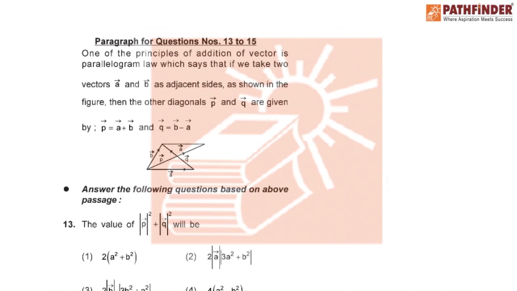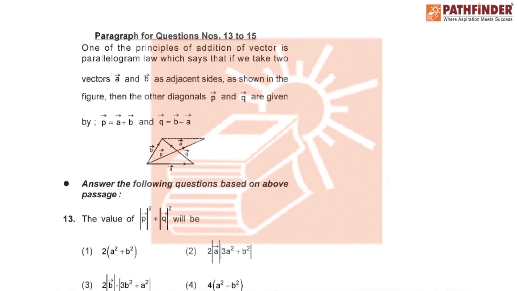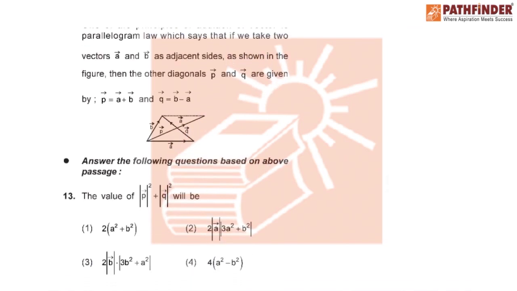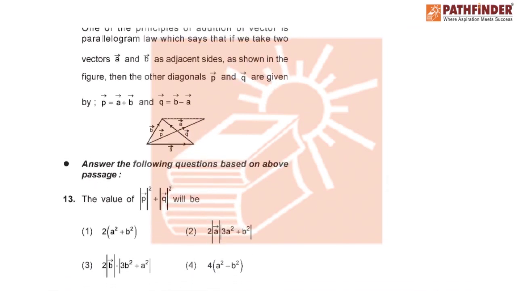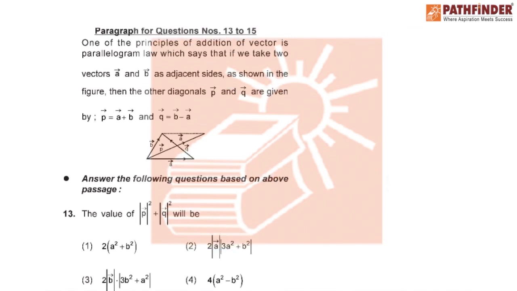Again a paragraph type question. One of the principles of addition of vectors is the parallelogram law, which says that if we take two vectors, A vector and B vector, as adjacent sides as shown in the figure, then the other diagonals, P vector and Q vector, are given by. In this particular diagram, P vector is written as A plus B and Q is written as B minus A. We have to calculate P square plus Q square.